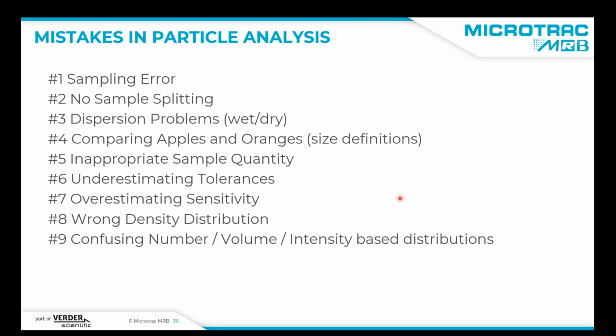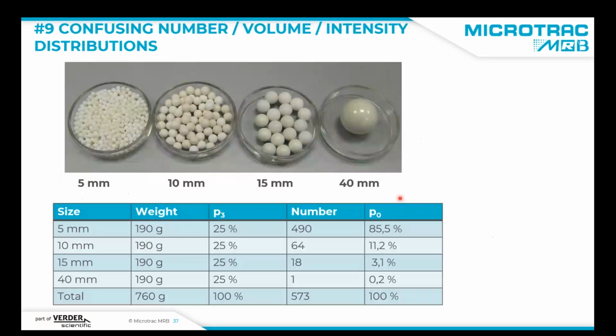Okay, number 9. Number, volume, intensity-based distribution. So what do I mean by this? Your sizing result will always be reported in some kind of percentage values. And percentage can be volume percent, mass percent, number percent, or something else.